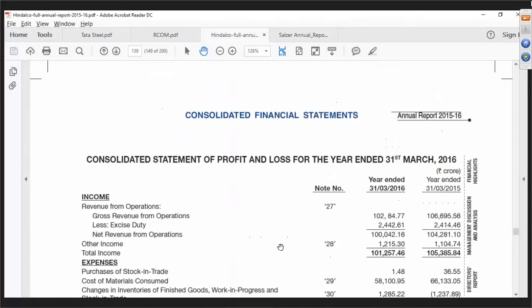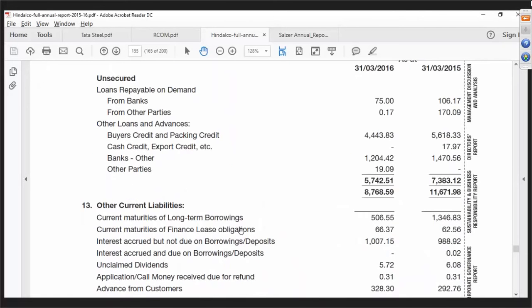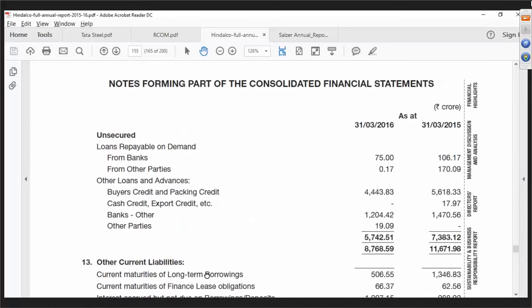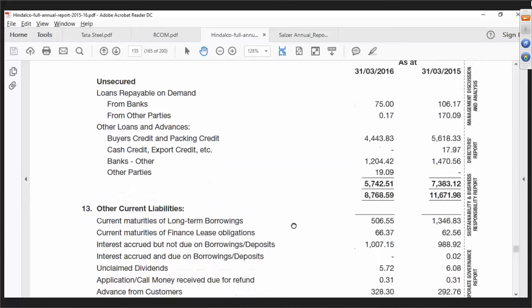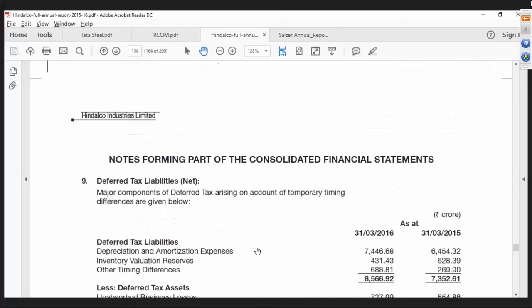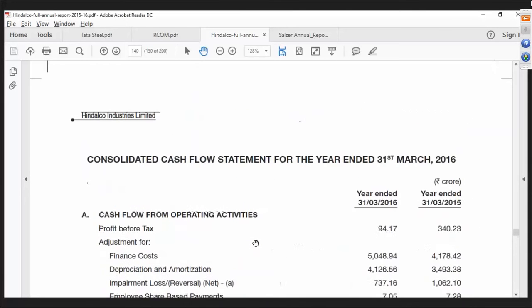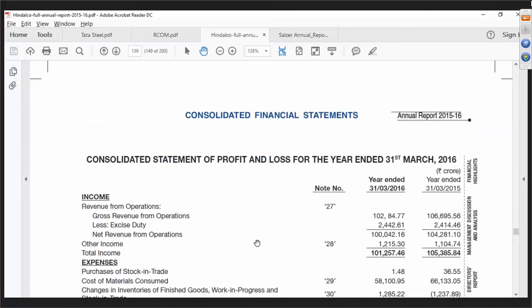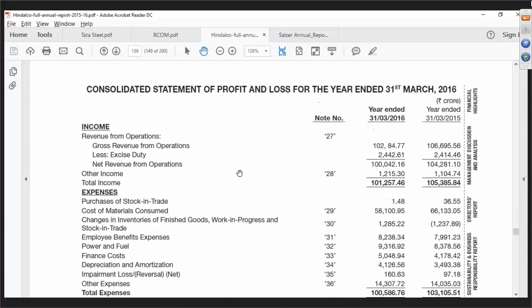That's note number 13. Let's look at other current liabilities, note number 13. It's always a good idea. So you see current maturities of long-term borrowings, right? Interest accrued but not due on borrowings. So this is all money that is supposed to be paid effectively, right? And liability for capital expenditure, etc. This is all still loan. Even if I ignore it, the number is about 66,000 crore, correct? Now, based on our judgment on what we think should be the interest cost for these guys, that's 66,000 crore of debt for Hindalco.